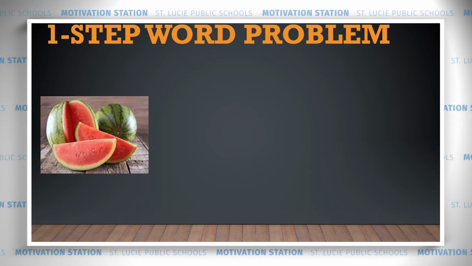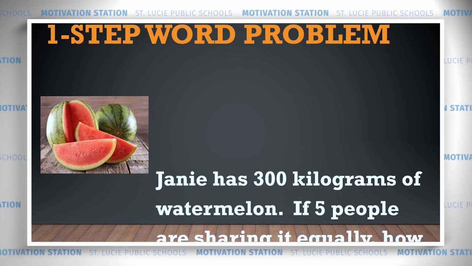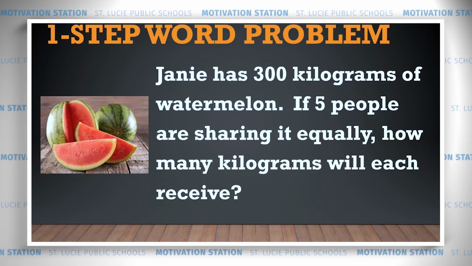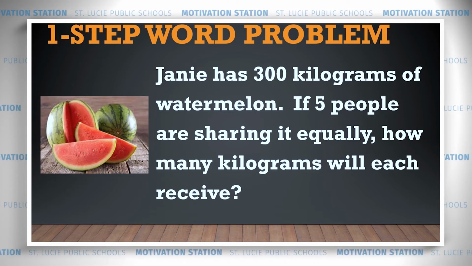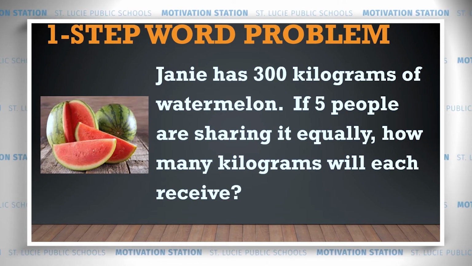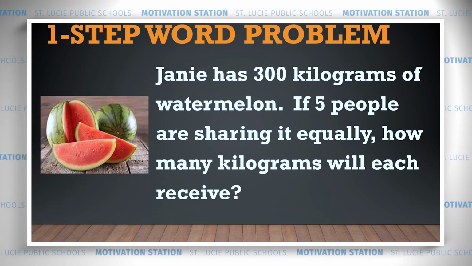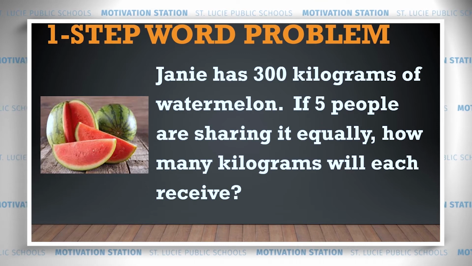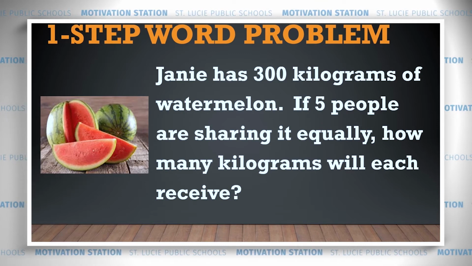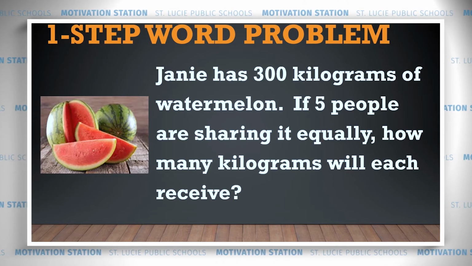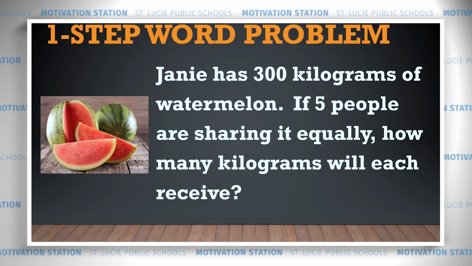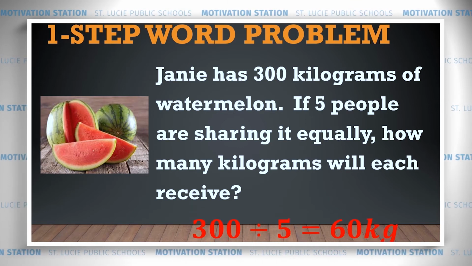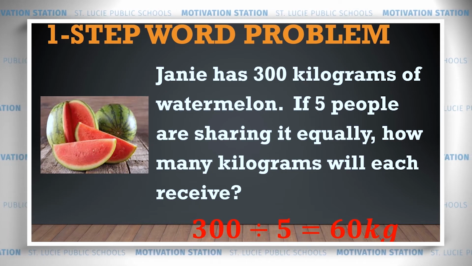This one-step word problem must have to do with watermelon. Let's read it. Janie has 300 kilograms of watermelon. If 5 people are sharing it equally, how many kilograms will each receive? Let's read it again. Janie has 300 kilograms of watermelon. If 5 people are sharing it equally, how many kilograms will each receive? Well, I think I have to take 300 and divide it by 5 equal parts. So if I did 300 divided by 5, I would get 60 kilograms for each person.